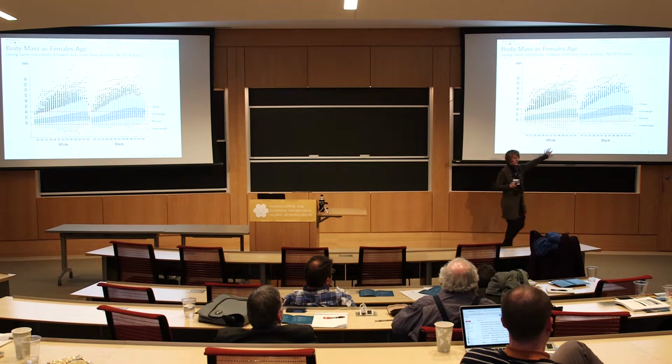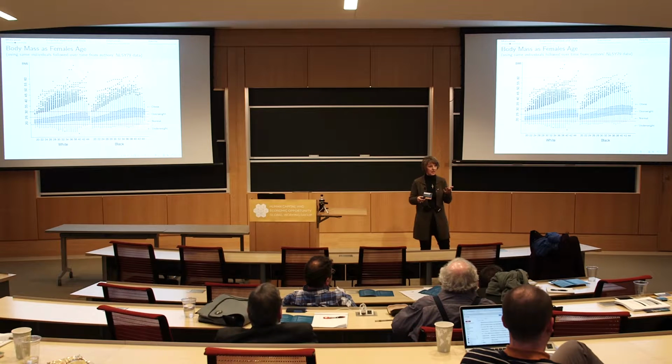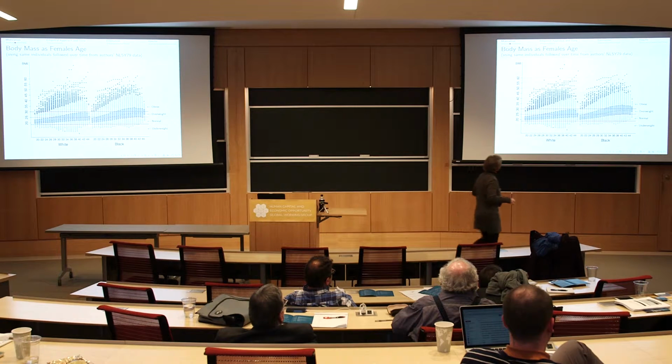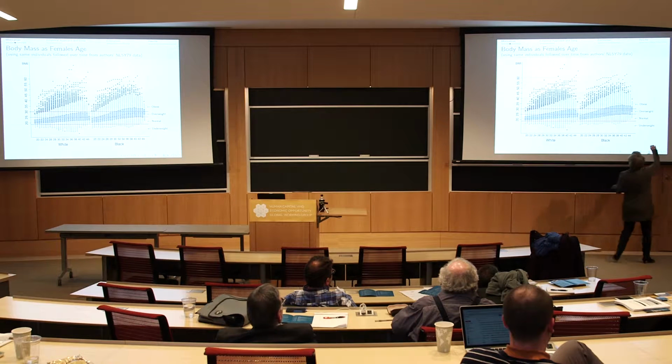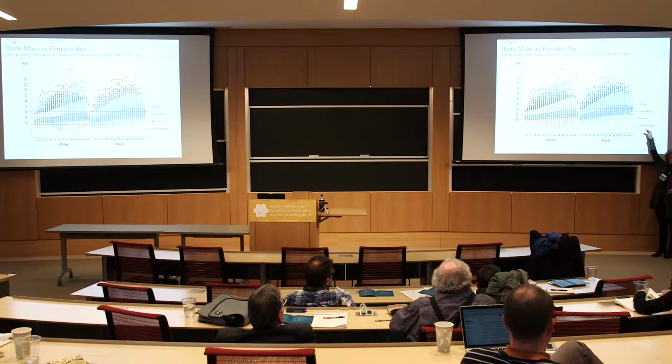This is white females and black females. So this represents the distribution at each age of body mass measured by the body mass index. I'm assuming that most people are familiar with that. If you're not familiar, below 25 is considered normal, between 25 and 30 is considered overweight, and above 30 is considered obese.